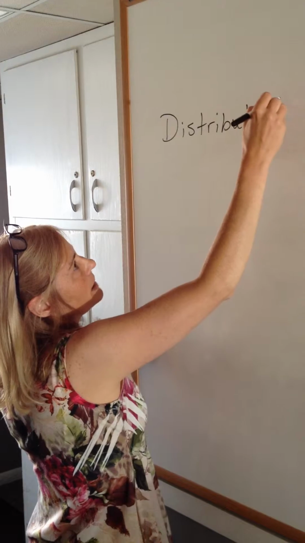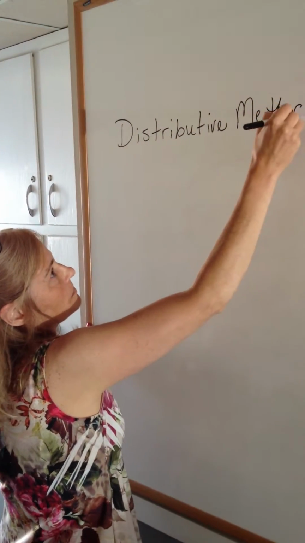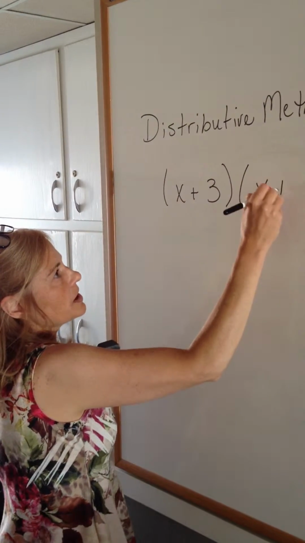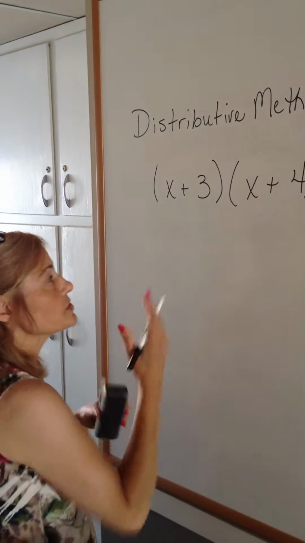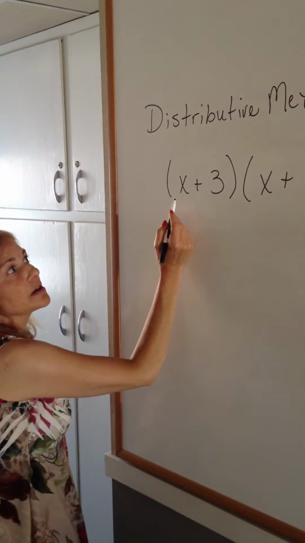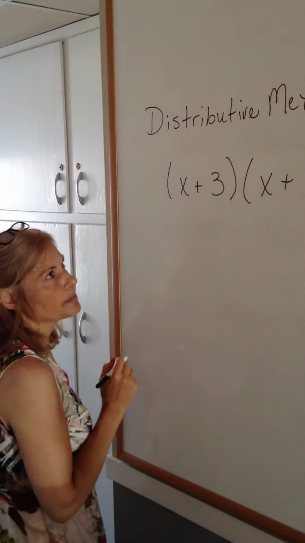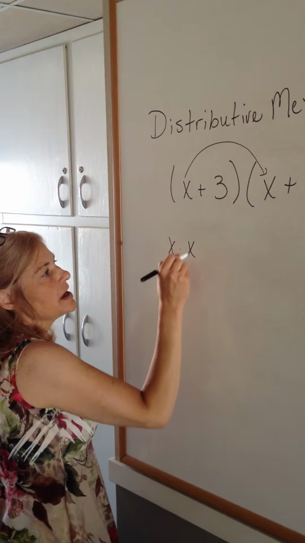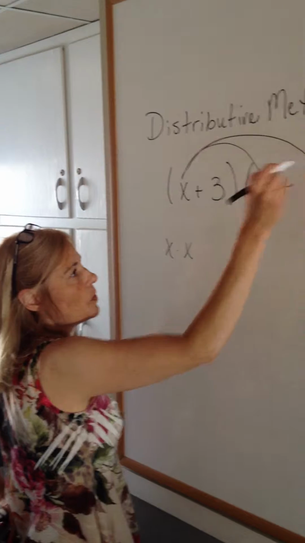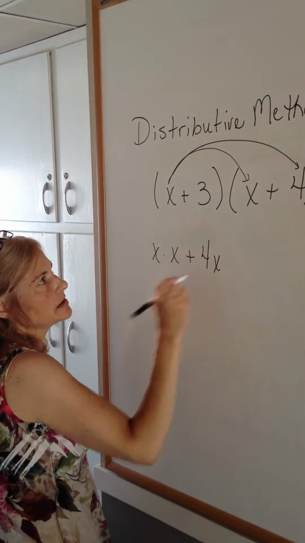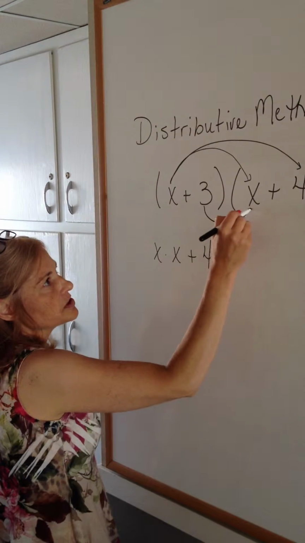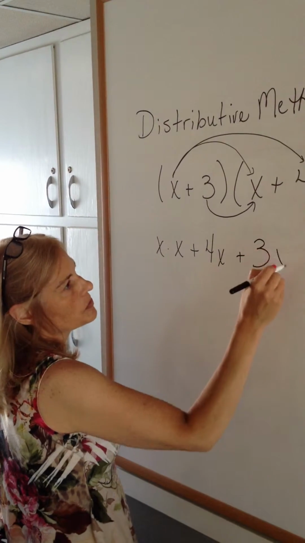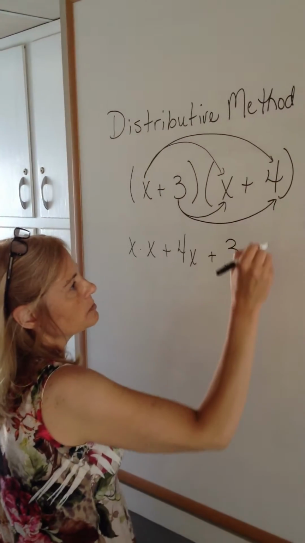And let's take two binomials. We're going to use x plus 3 and x plus 4. Now the distributive method, we are going to distribute the x to each term in the second binomial. So you're going to have x times x, and then you're going to distribute the x to the 4, so you're going to have 4x. Now we're going to use the 3, and we're going to distribute that to each term in the second binomial. So you're going to have 3 times x, or 3x, 3 times 4.